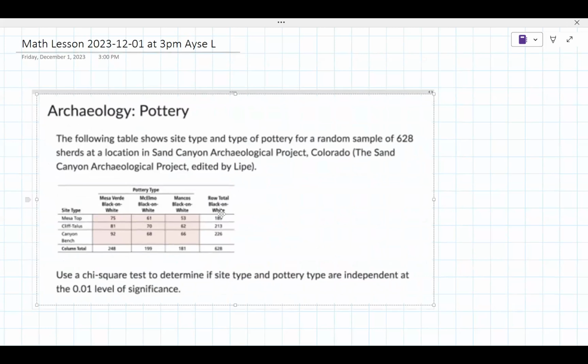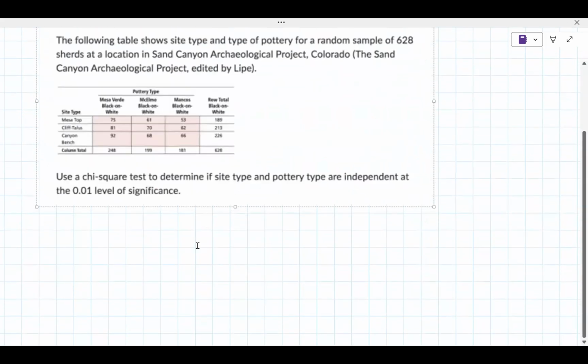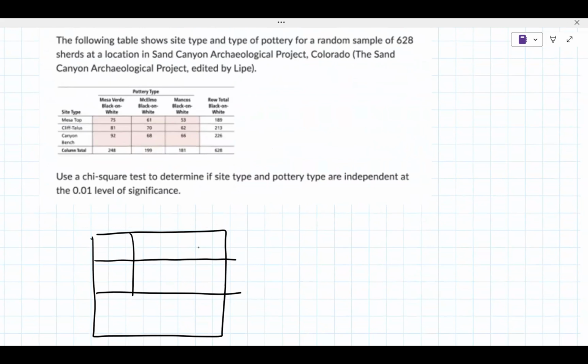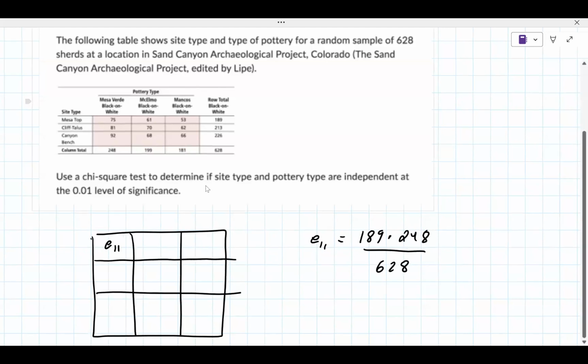So there's this row total and column total, and then there's this super total. What you're supposed to do is come up with what's called an expected value for each of these cells. Let me call this E11. To find the value in E11, you take the row total, which is 189, times the column total, which is 248, and you divide it by the super total, which is 628.